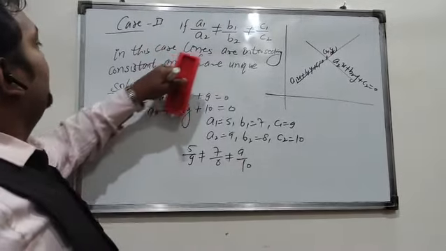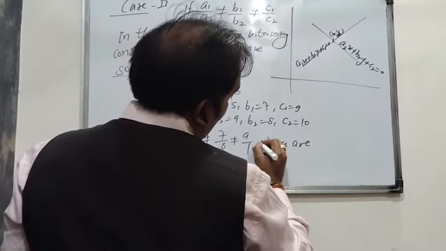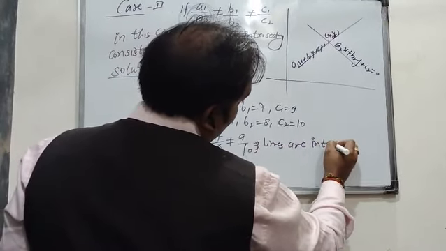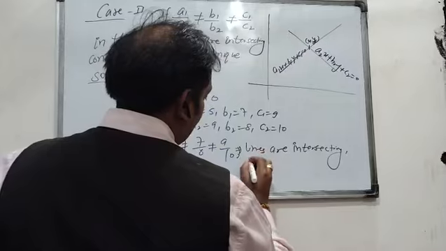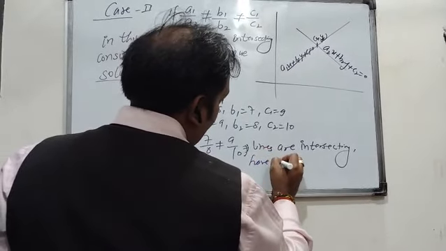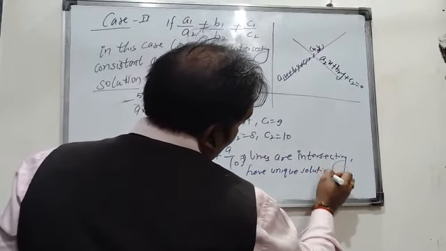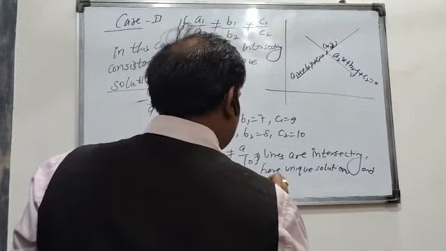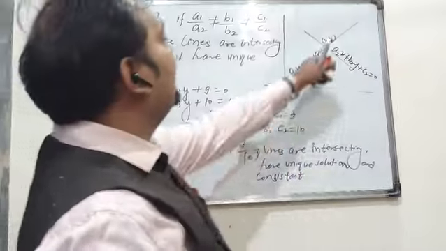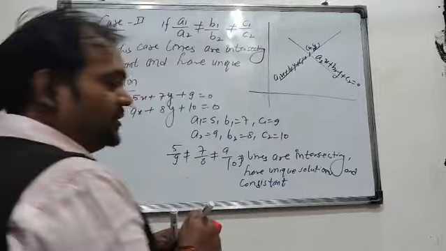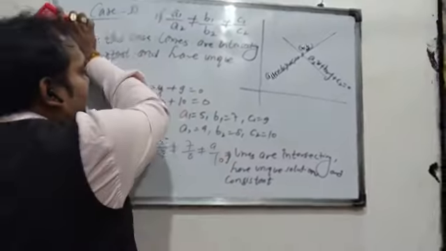So you will write here, lines are intersecting, have unique solution and consistent. Consistent means they are intersecting at a single point. That's why they are consistent. This case you have gotten. Can I remove this? Okay.